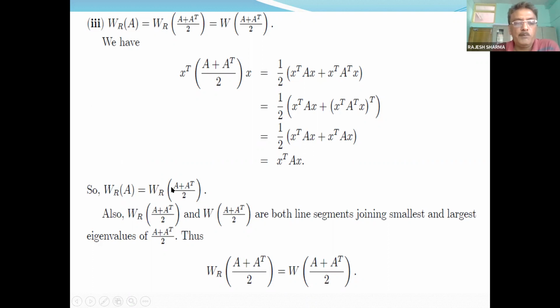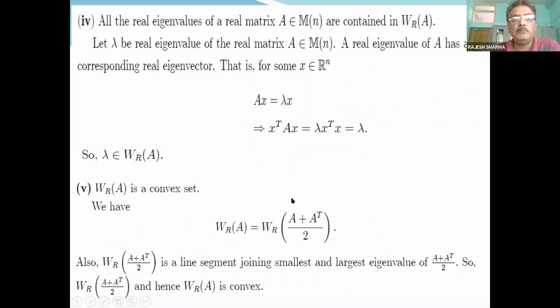So ultimately, if we have to study the real numerical range, we just have to study the numerical range of this real symmetric matrix. Also, the real numerical range of (A plus A star) by 2 and of (A plus A transpose) by 2, as we have studied, are both the line segment joining the smallest and largest eigenvalue. Therefore, WR of this is the same as W of (A plus A transpose) by 2.